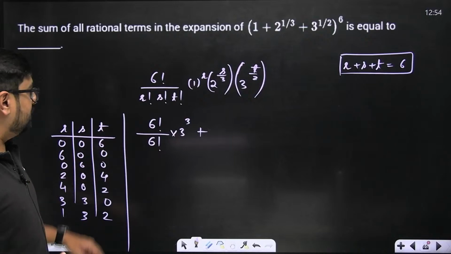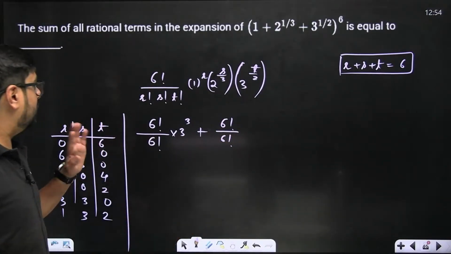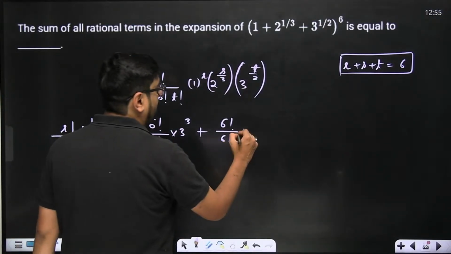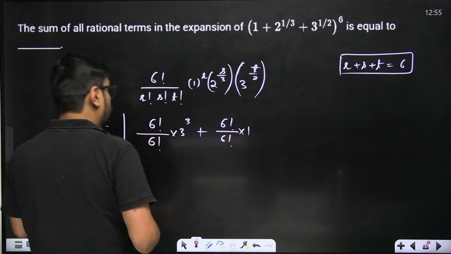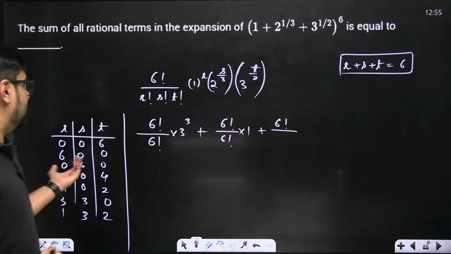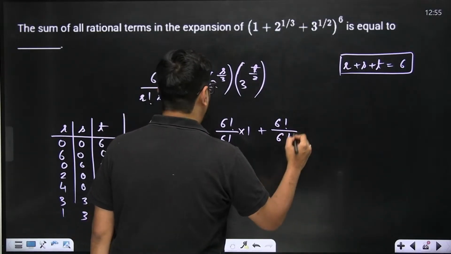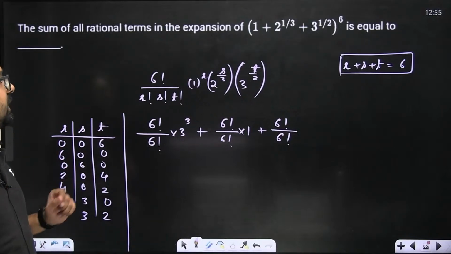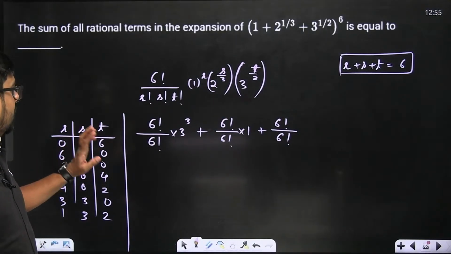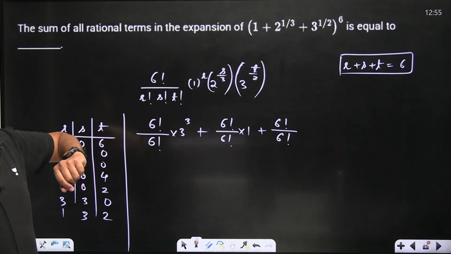Another rational term, (6, 0, 0). So 6 factorial divided by 6 factorial, because both others will be 0. So 6 factorial, 1 to the power 6, into 1, 2 to the power 0, 3 to the power 0, plus 6 factorial divided by 6 factorial for the third case, (0, 6, 0). This will also come out the same, multiplied with 2 to the power 6 by 3, that means 2 to the power 2.